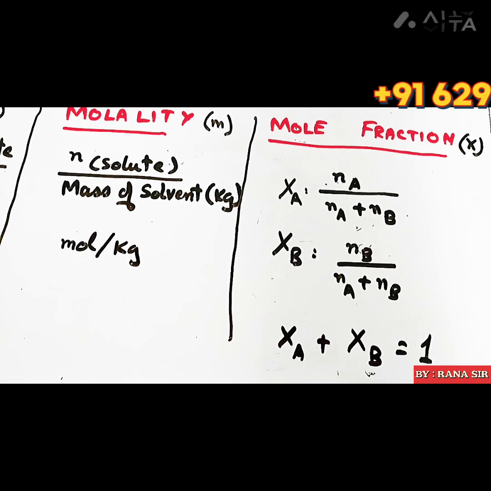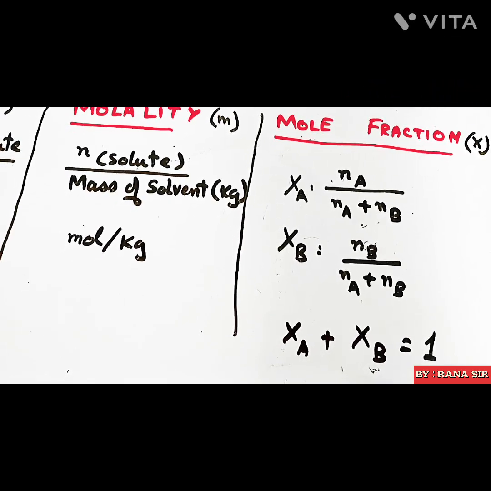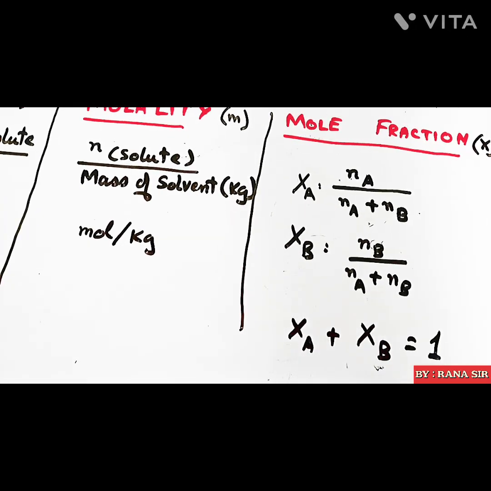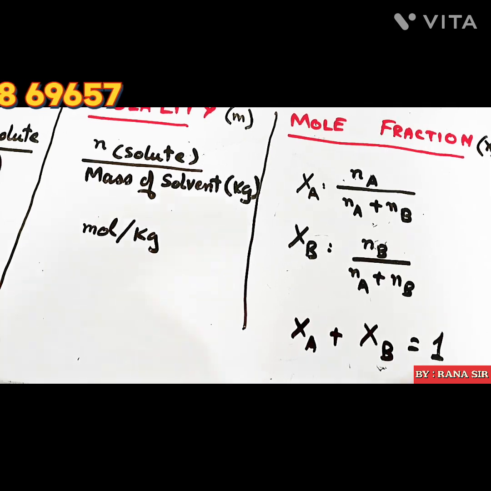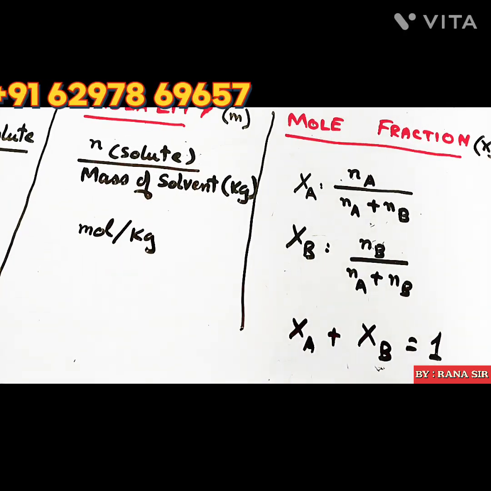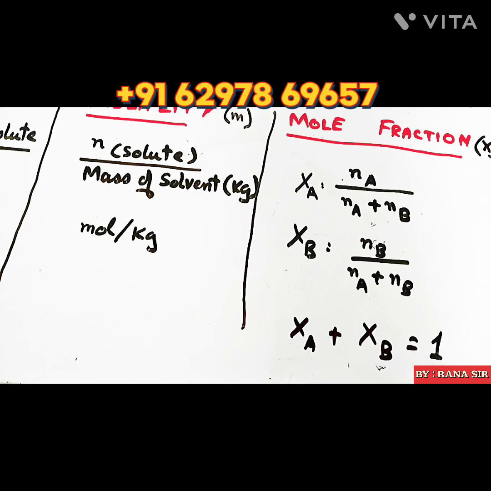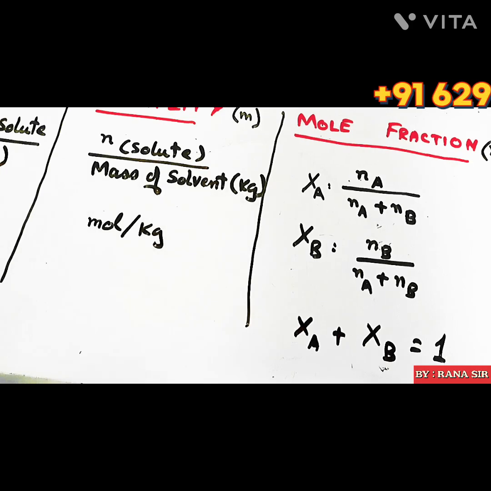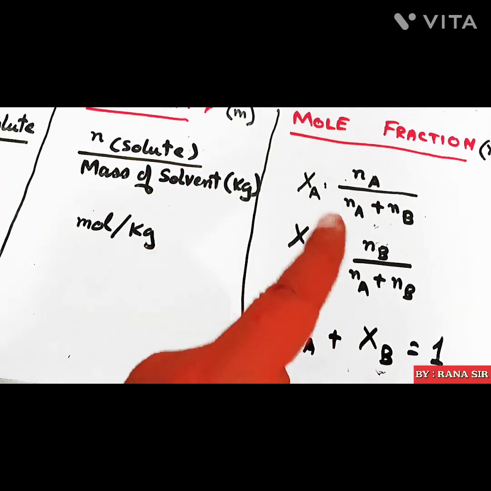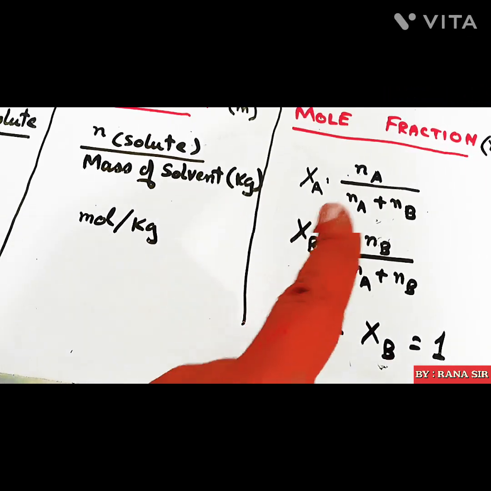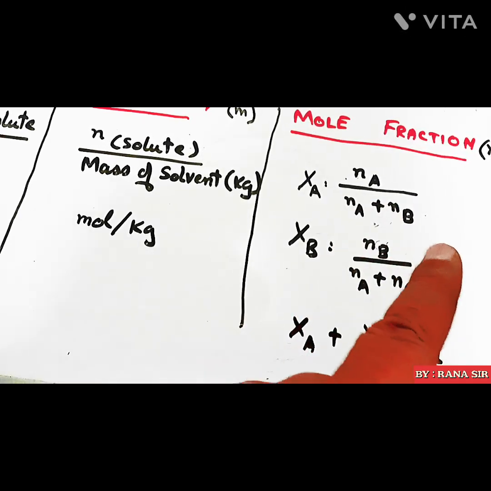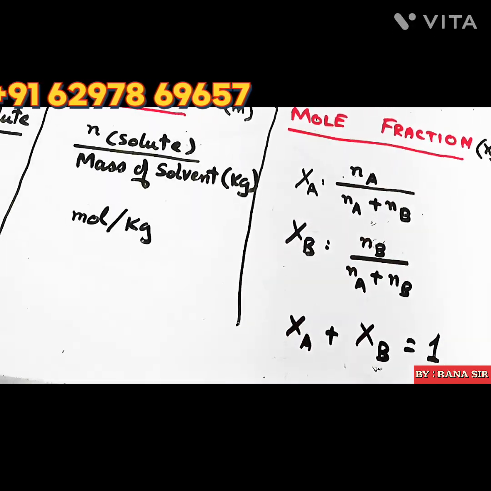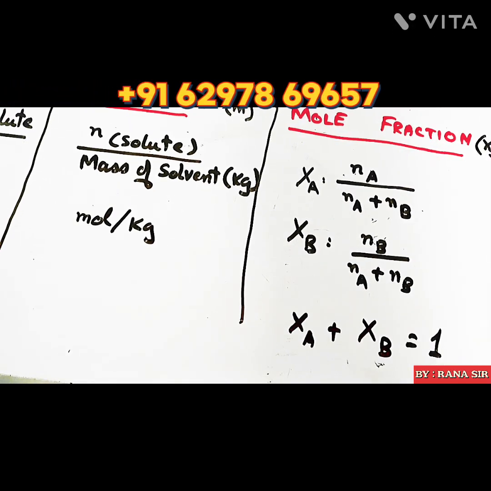Next is mole fraction, which is denoted by small x. Now, mole fraction of A, XA, is N, which symbolizes number of moles of solute A, divided by number of moles of solute A plus solvent B. A is solute and B is solvent. So total solute plus solvent should be at the denominator, and whatever we are finding should be in the numerator, and everything will be number of moles.